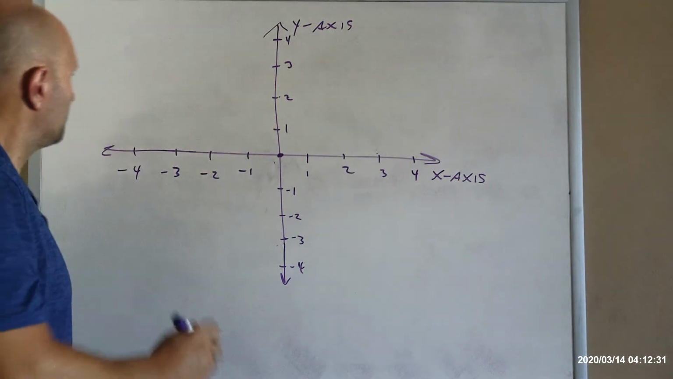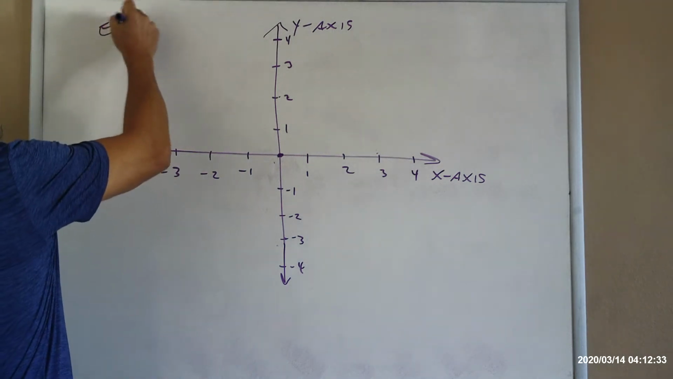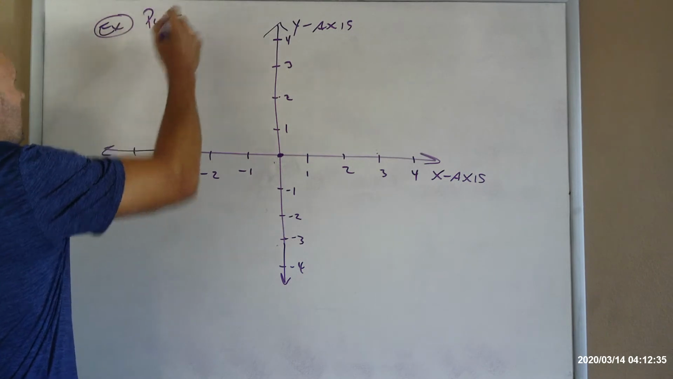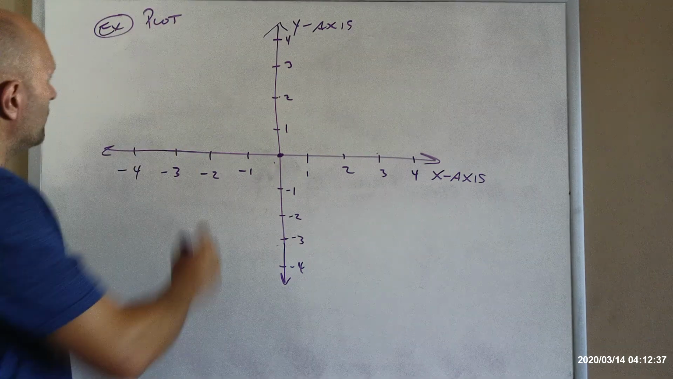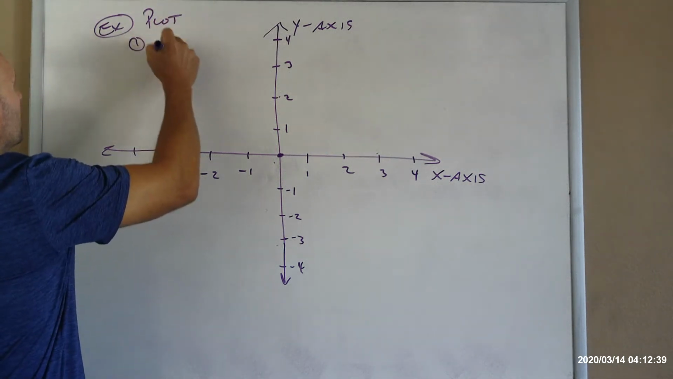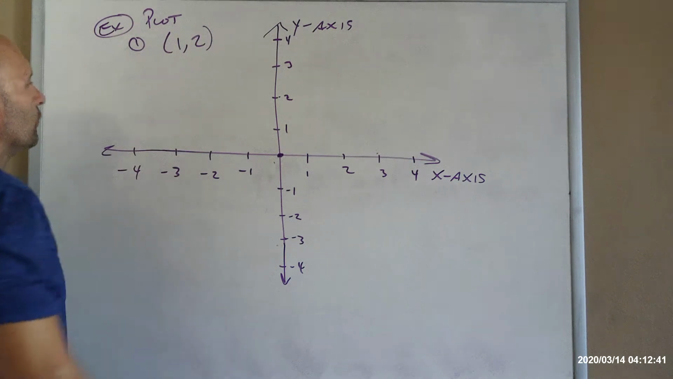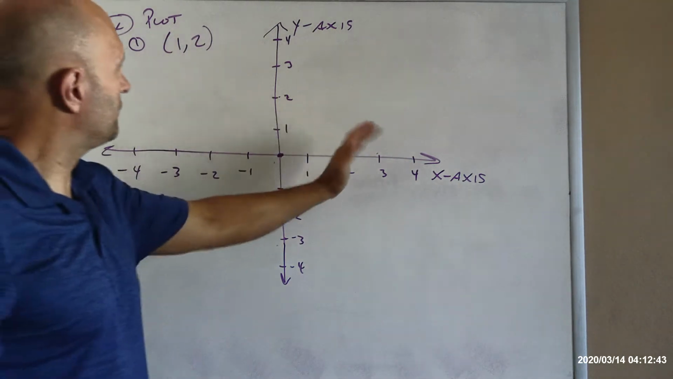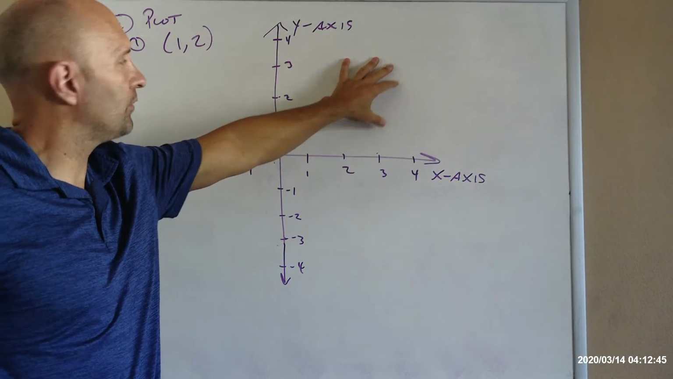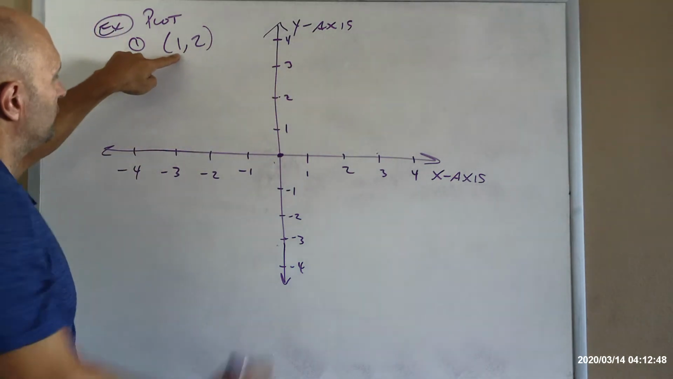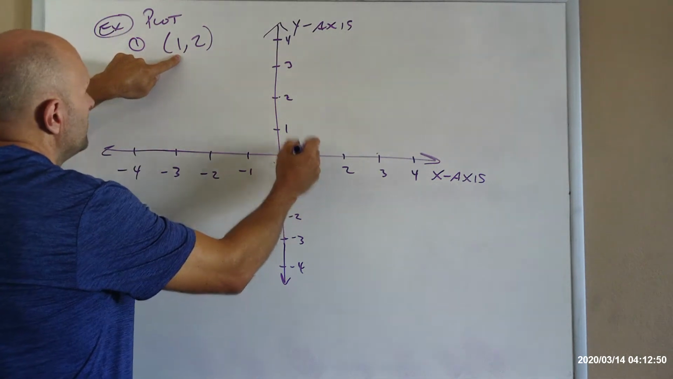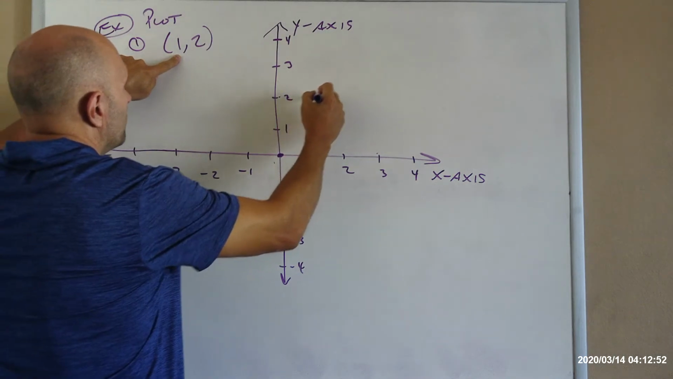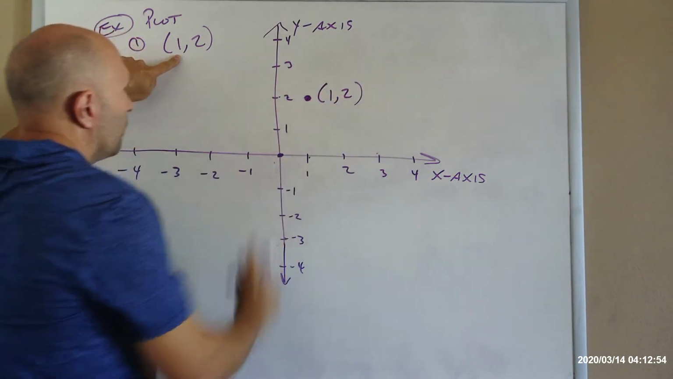So let's plot the following points. The first one is 1, 2. So they're both positive, so positive, positive means I should be in quadrant 1. X comes first, so 1 unit to the right, 2 units up. So that is that point right there, 1, 2.